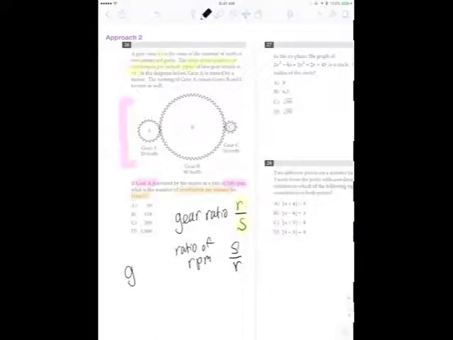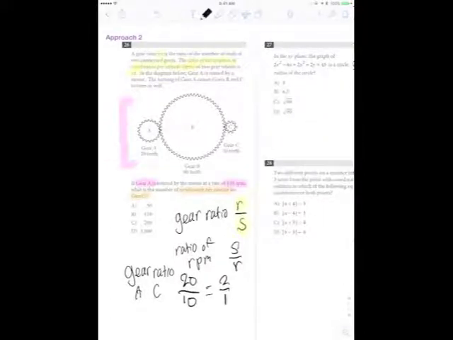I want the gear ratio of A and C. So R will be the number of teeth in A, and S will be the number of teeth in C. And since this is a fraction, we can reduce it to 2 over 1.